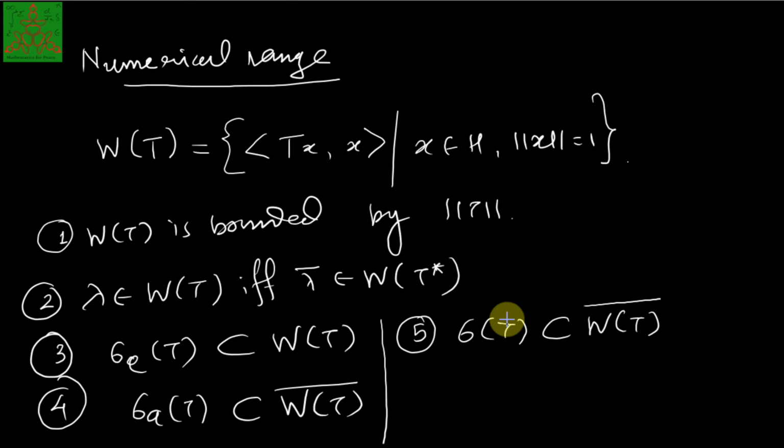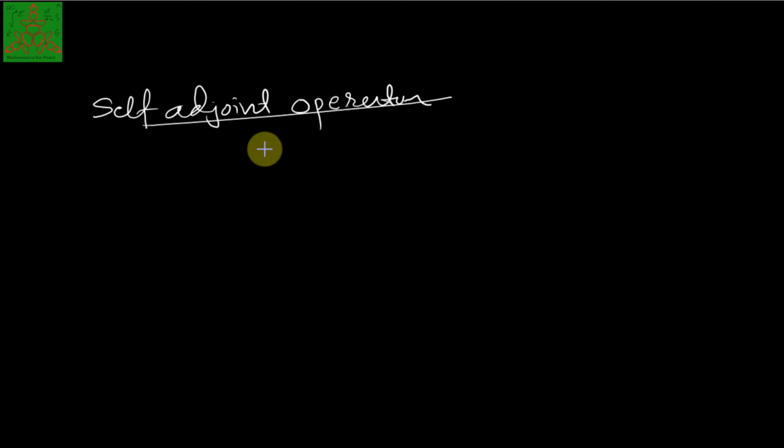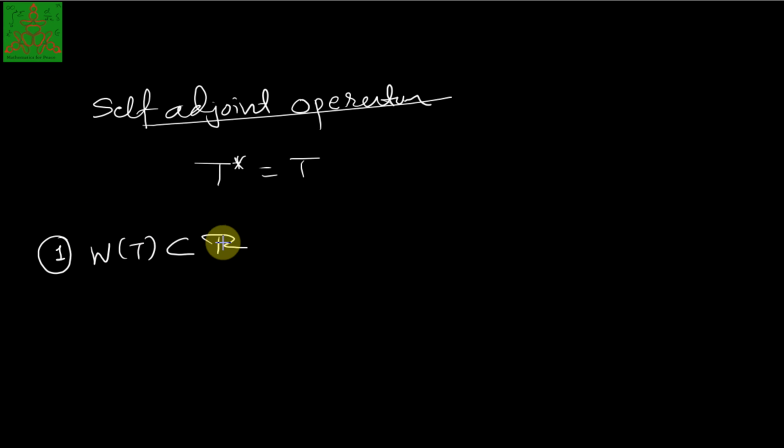So these are the results which we have discussed for the numerical range, spectrum, and the relation with normal operators. Now in this lecture, we are discussing the spectrum of a self-adjoint operator. As we know, self-adjoint operators are the generalization of symmetric matrices, and the definition of a self-adjoint operator is that the adjoint is the operator itself. So the first result that we can observe for a self-adjoint operator is that the numerical range of T is always a subset of the real line.